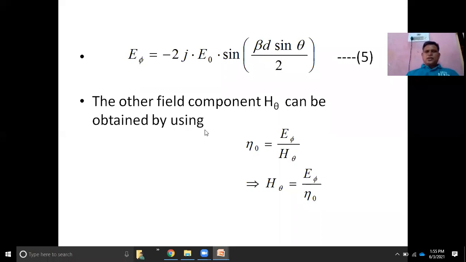Now you can easily calculate the magnetic field intensity also. How to calculate the magnetic field intensity? Here the magnetic field intensity is in the direction of θ. Therefore, the intrinsic impedance is equal to E_φ divided by H_θ. Therefore, H_θ is equal to E_φ divided by η₀. You can simply substitute here.